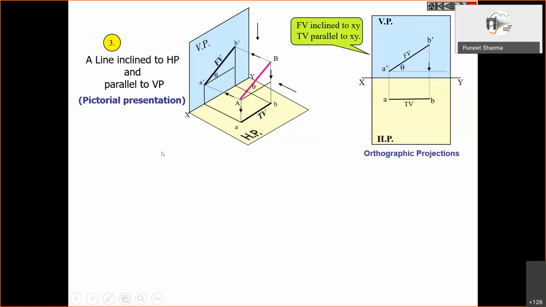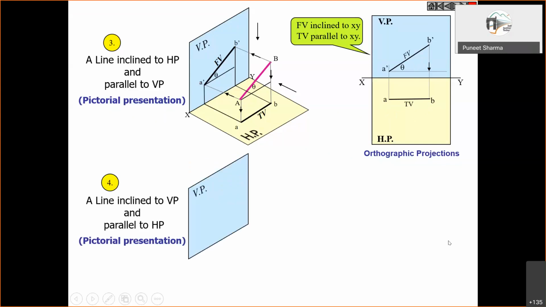Yeah, so this is the first case, that is when we have the line parallel to the vertical plane and inclined to the horizontal plane. Okay, and for this what we have is, please keep yourself muted, this front view gives the true length and also the true inclination with the horizontal plane, right? Top view of course becomes a reduced length.